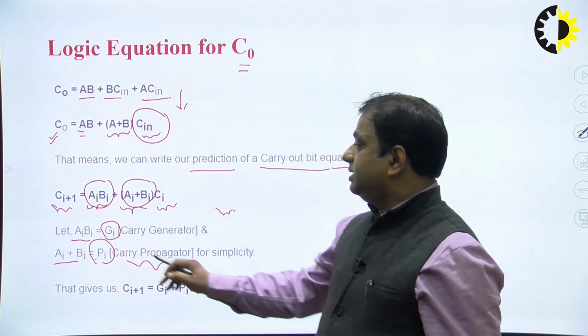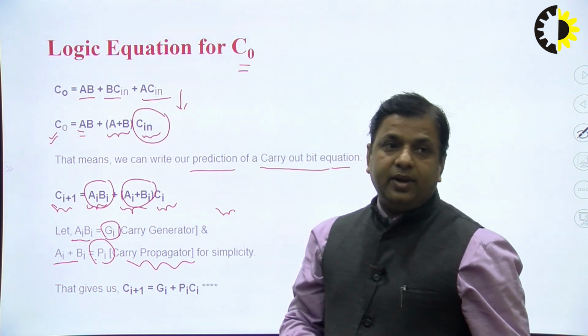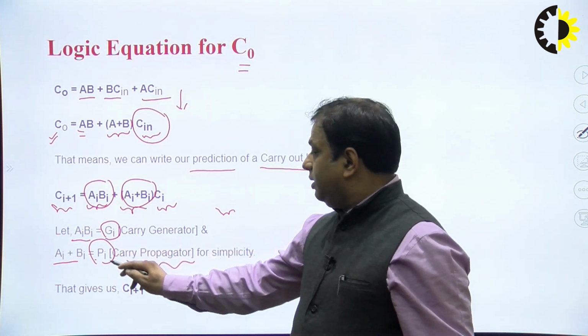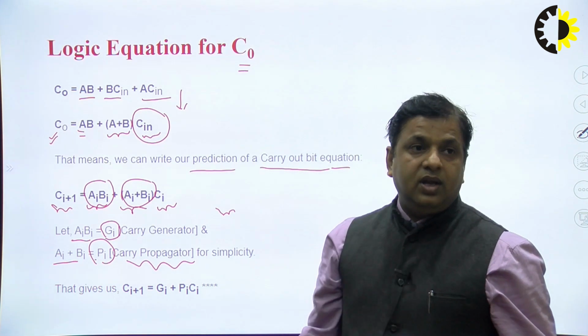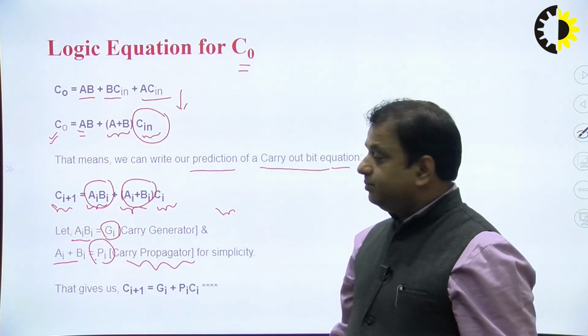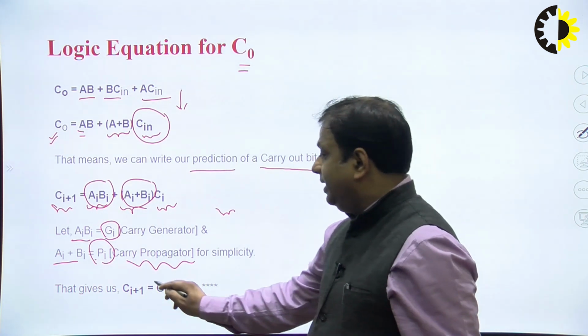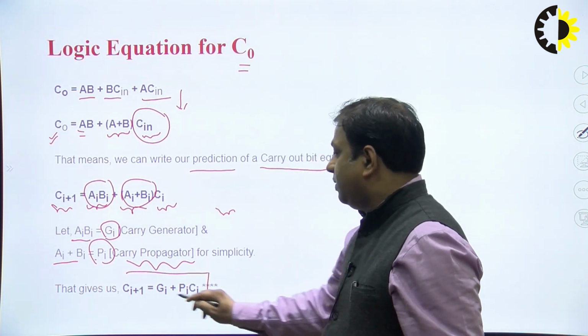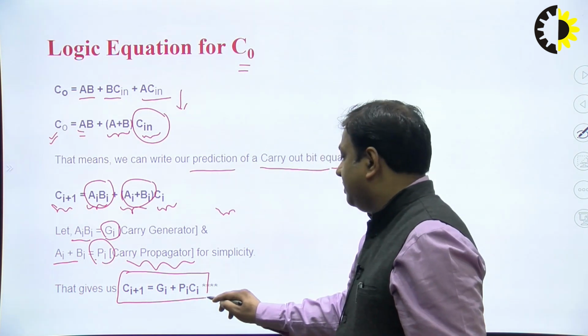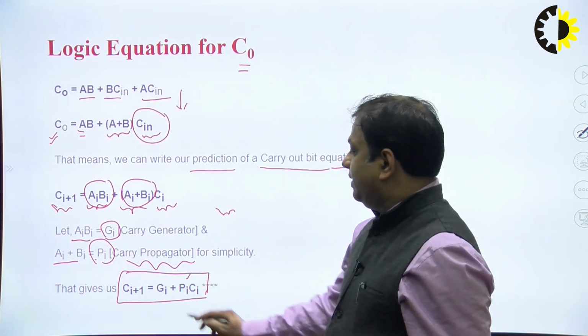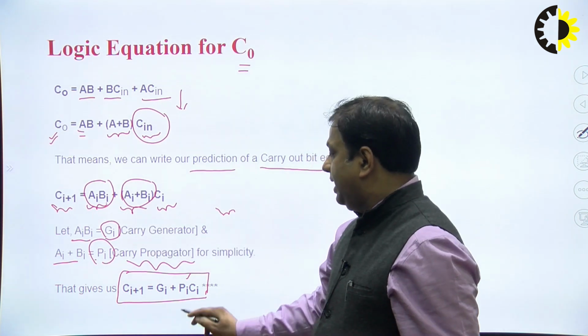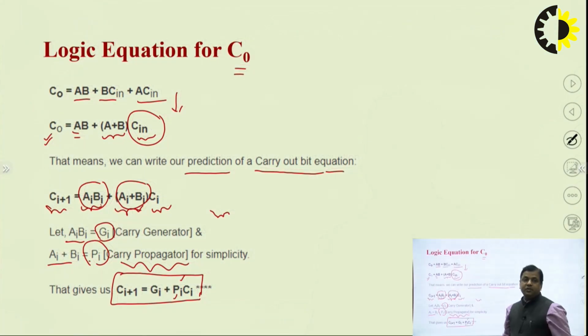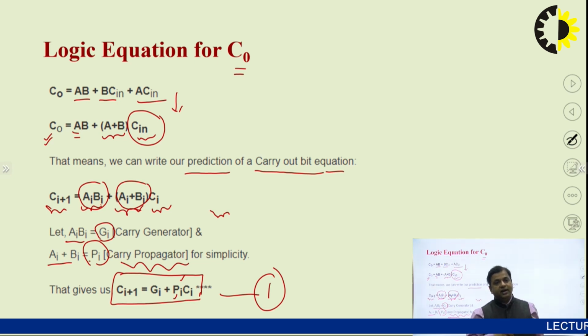The generator is the product of 2 bits, Ai into Bi, and the propagator is the sum, Ai plus Bi. In this way we can rewrite the equation as C i plus 1 equals Gi plus Pi into Ci, where Gi is Ai Bi and Pi equals Ai plus Bi. This is equation number 1 that we will use for the generation of the carry propagation. That means we can find the carry of any number of bits at a given time.